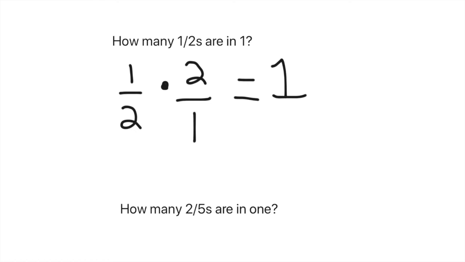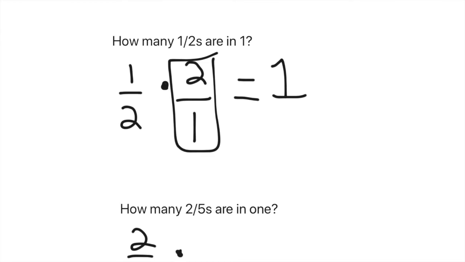The next one, how many 2/5 are in 1? So if we have 2/5 and we're trying to equal it to 1, again, just multiply by its reciprocal. So 5/2, your answer for that one would be 5/2.